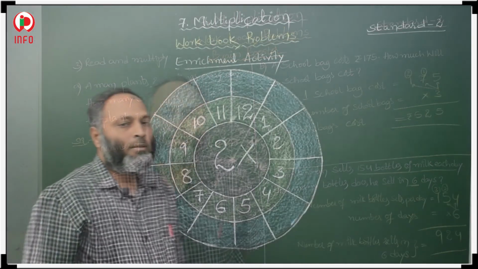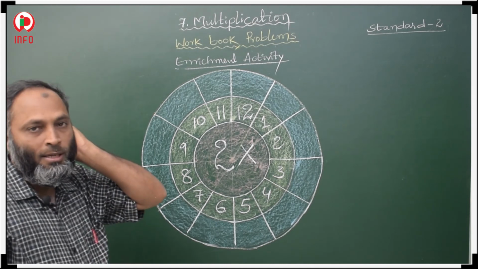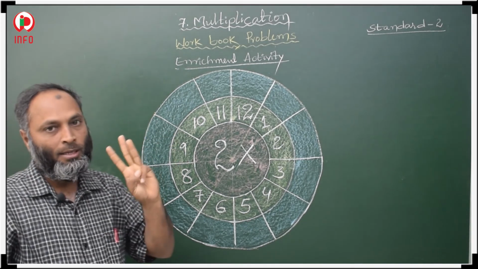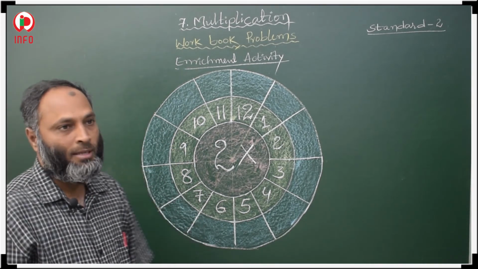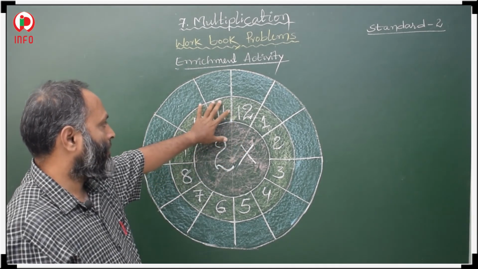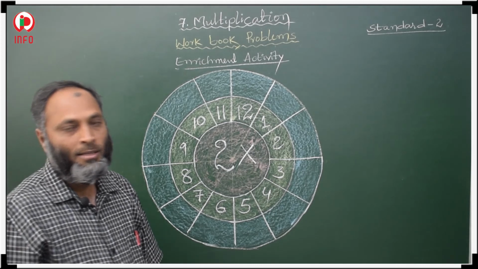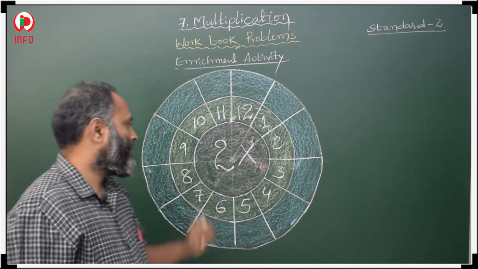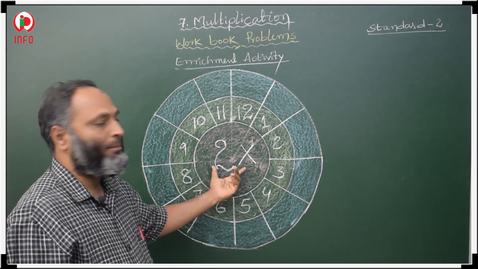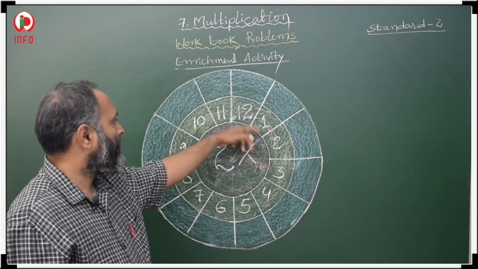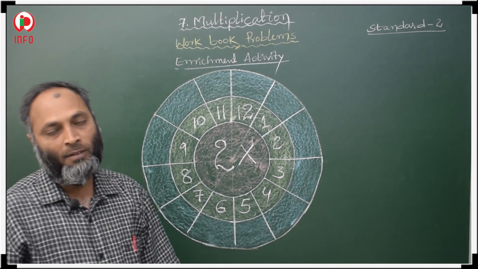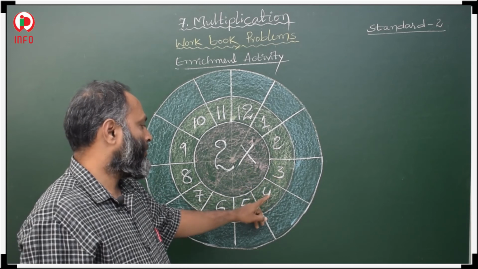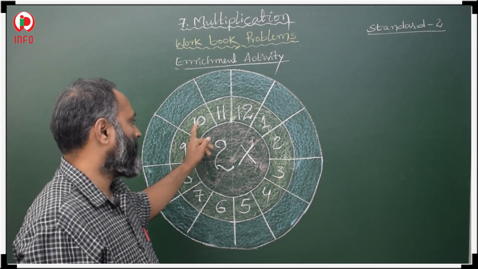Okay. Now students, now the enrichment activity. In this enrichment activity, you have to prepare your chart like this. You have to draw 3 concentric circles. This is a pink circle, a yellow circle and a blue circle. Write 2 in the middle, and for the outside circle you have to make 12 equal sectors. 1, 2, 3, 4, 5, 6, 7, 8, 9, 10, 11, 12.